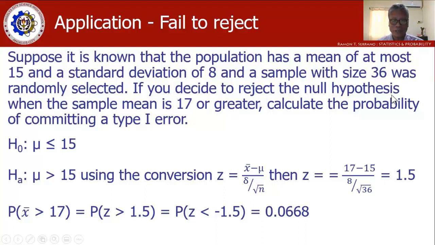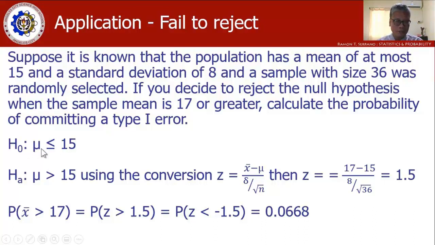If you decide to reject the null hypothesis when the sample mean is 17 or greater, calculate the probability of committing a type 1 error. So I want to know my probability of committing a type 1 error. Okay, now let's take a look at this.